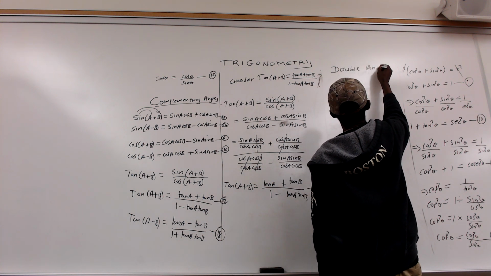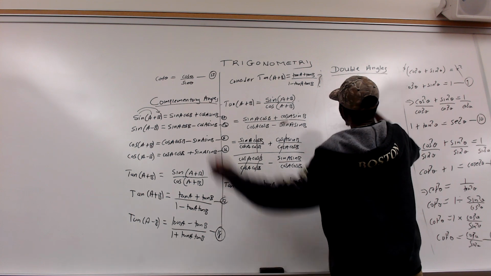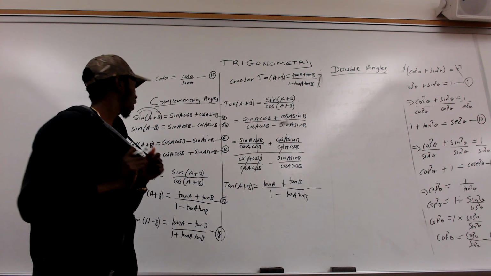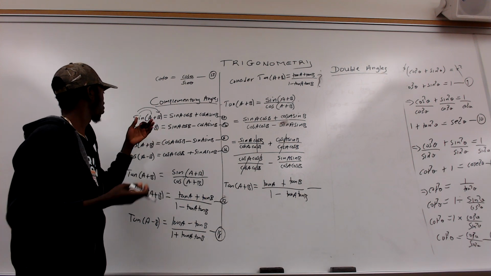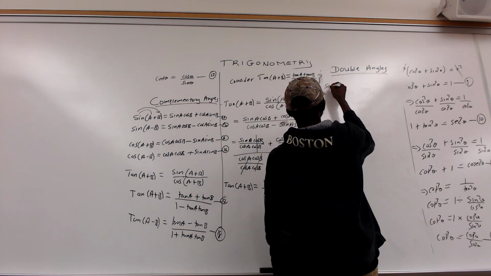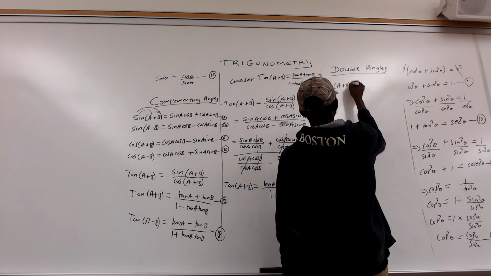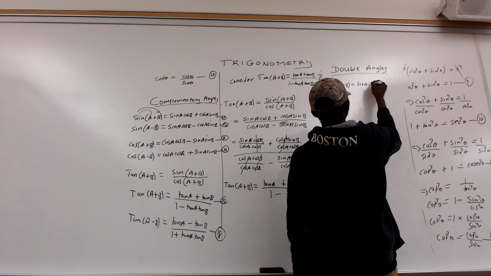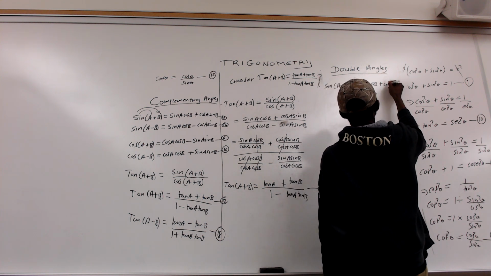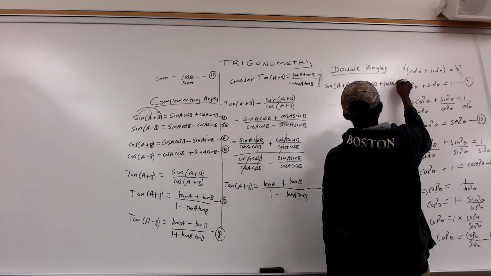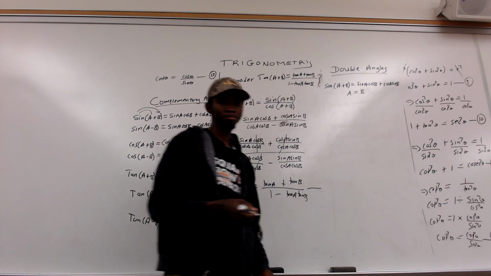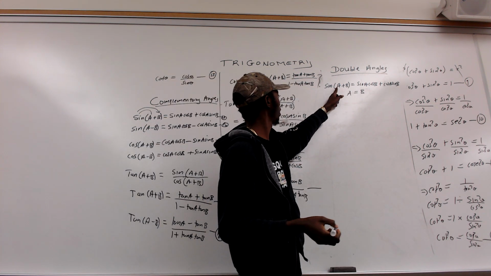Double angles. For double angles, we use the same identities. If we are given two different angles, we make them the same. Let's take the first one, sin(A plus B), which gives us sin A cos B plus cos A sin B. For double angles, we assume the two different angles, A and B, to be equal, A equals B.